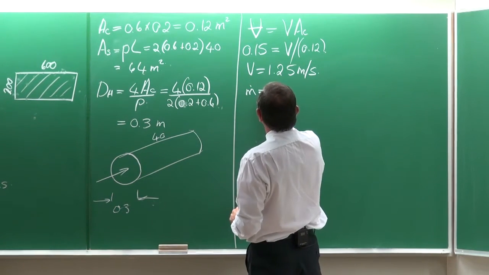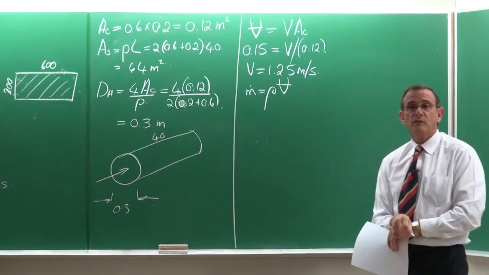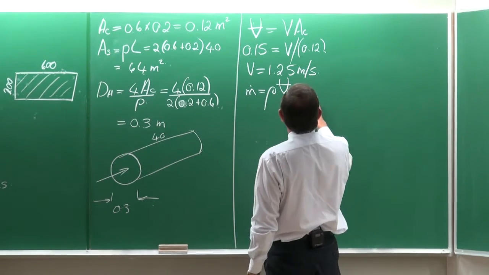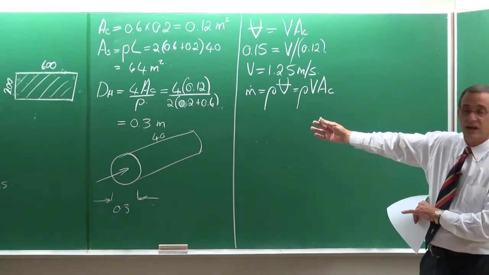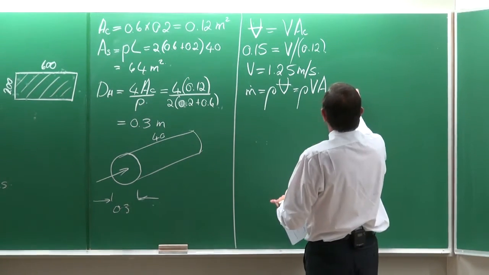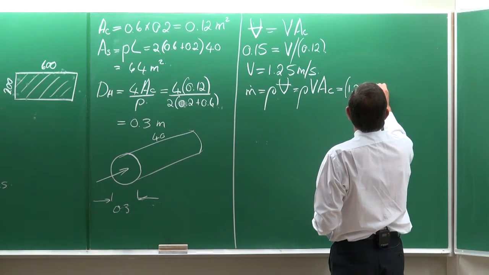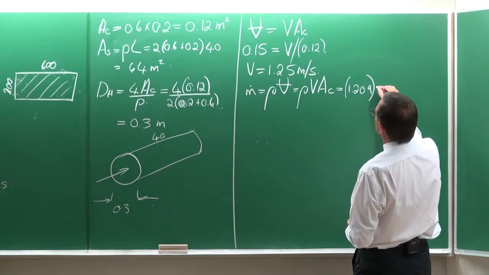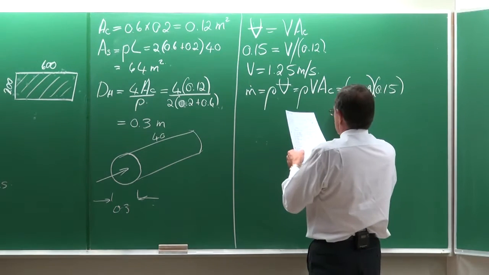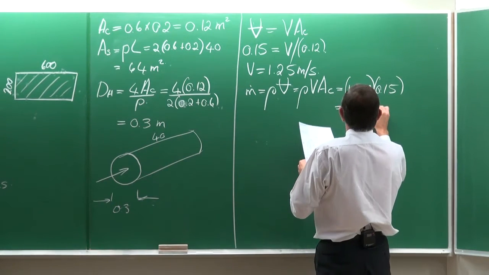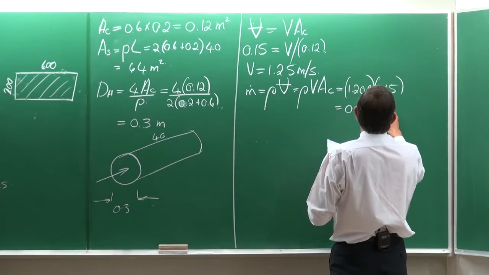The mass flow rate is equal to rho multiplied by the volume flow rate, or rho V multiplied by the cross-sectional area, however you want to calculate it. In this case, I'm going to do it like that. The density is 1.209 multiplied by the volume flow rate of 0.15, and the mass flow rate is equal to 0.1814 kilograms per second.